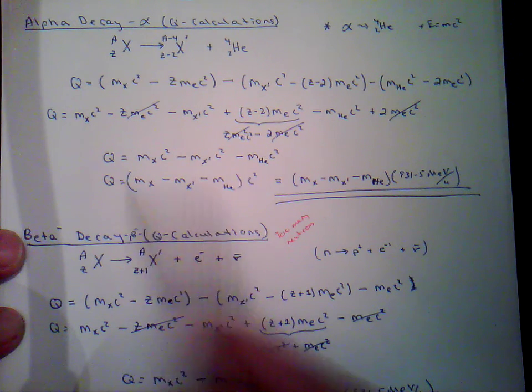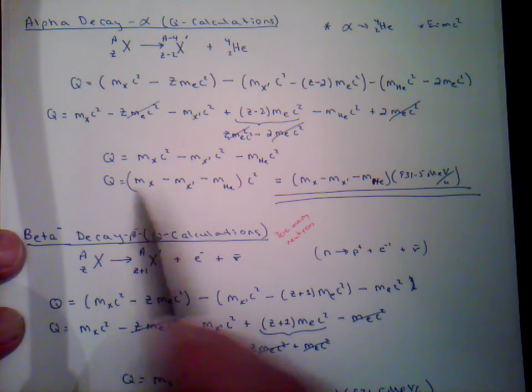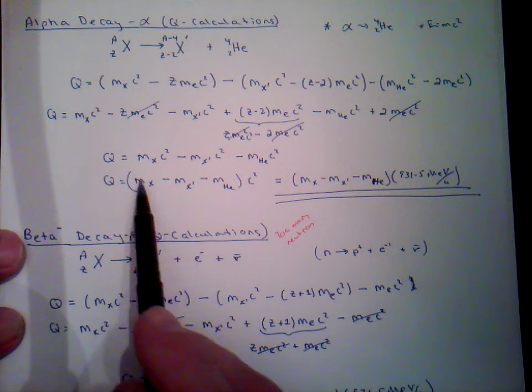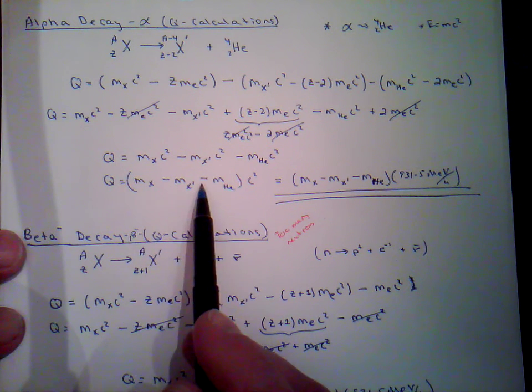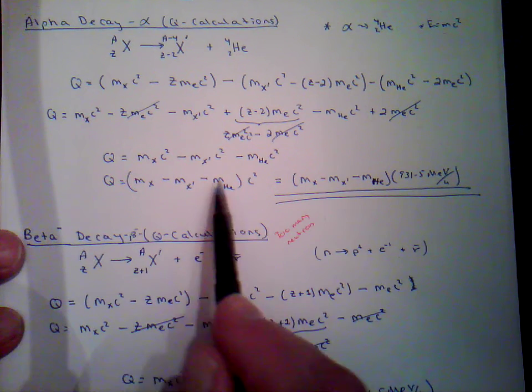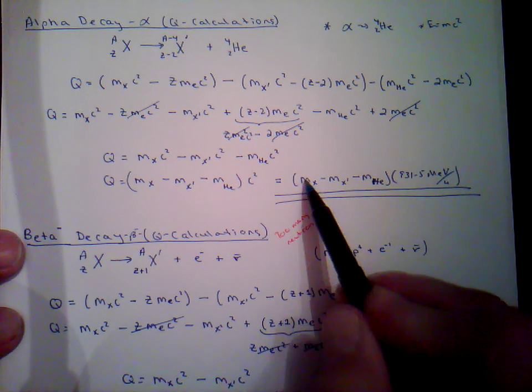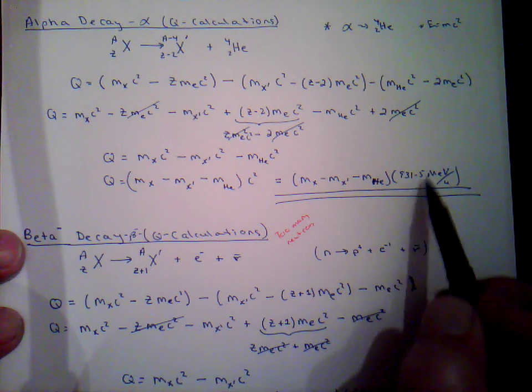We simplify this by taking the c squared out of there. So these are the mass differences of the particles. This is the starting mass. These are the product masses. And remember, in order to convert mass into energy, which is basically what this equation is, this is the difference in the masses. This is the reactant masses. These are the product masses. We multiply that by 931.